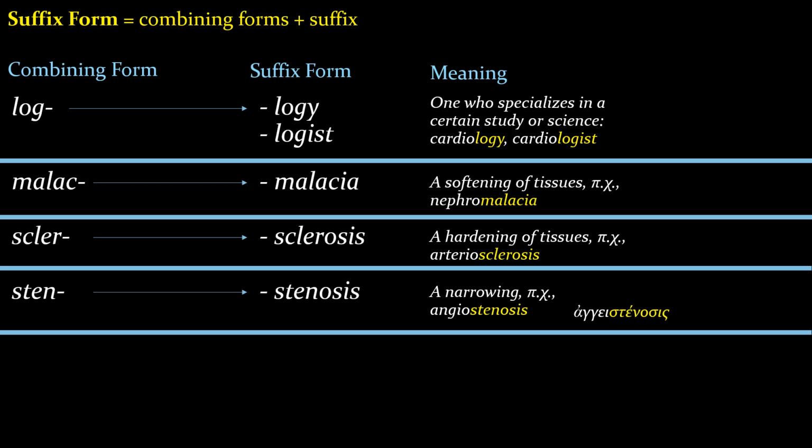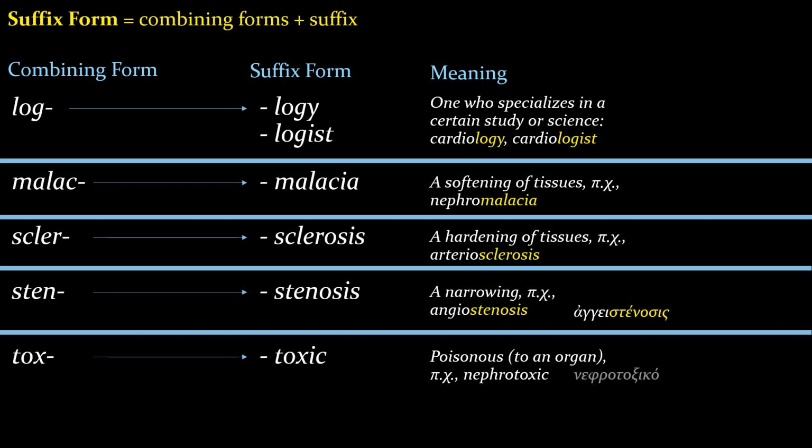All right, and we'll do one more. Tox is often combined with the ic, which we've seen before, and it just means poisonous. And in medical Greek and Latin, this usually means poisonous to an organ. So, nephrotoxic. What do you think this means? You know toxic, you know nephro. Something that's poisonous to the kidneys. And again, I haven't forgotten about those of you who read Greek, nephrotoxiko.